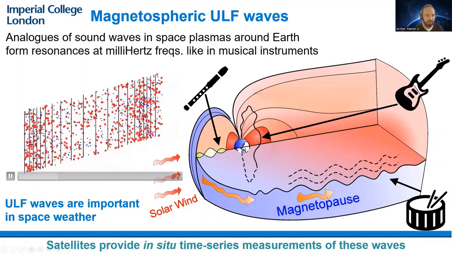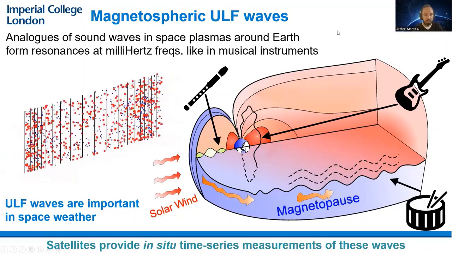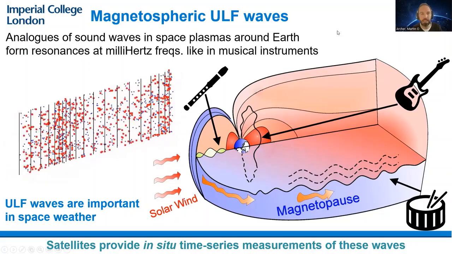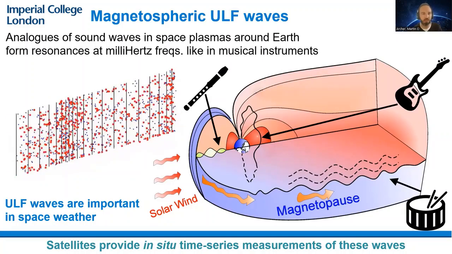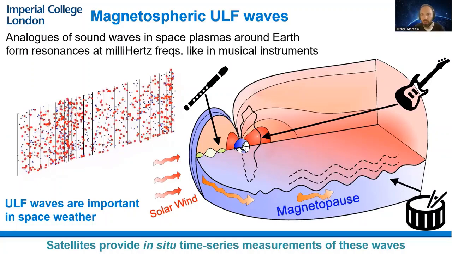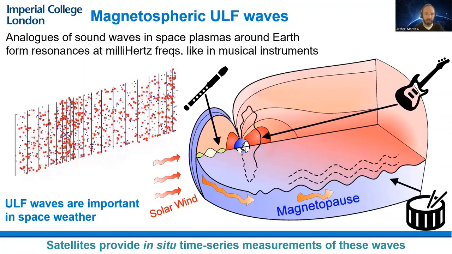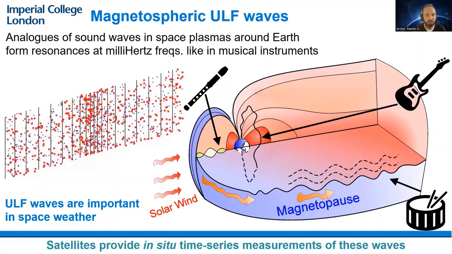You can see an animation just here, which shows the particles and their associated magnetic fields moving in a very similar way to sound waves, and we call them magnetosonic waves. They also have a kind of sister sort of wave known as the Alfvén wave, which is kind of like a wave on a string.